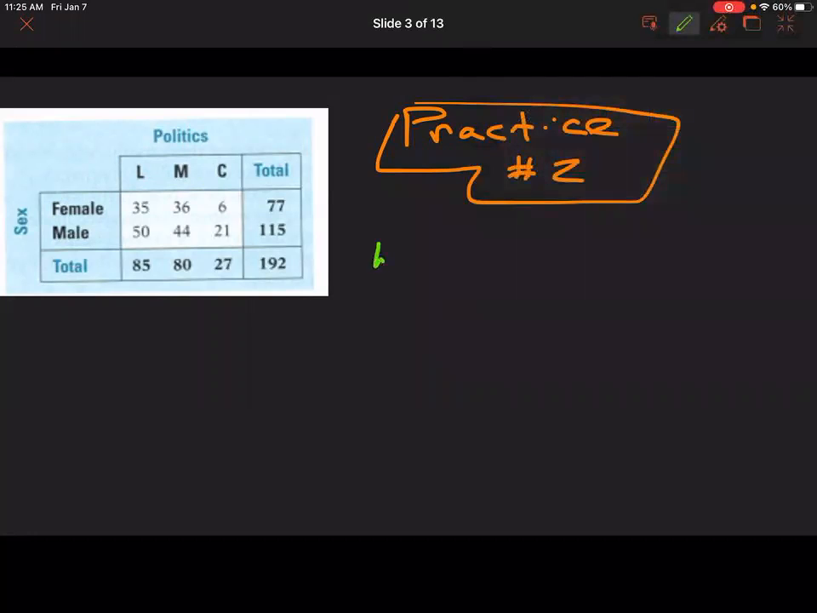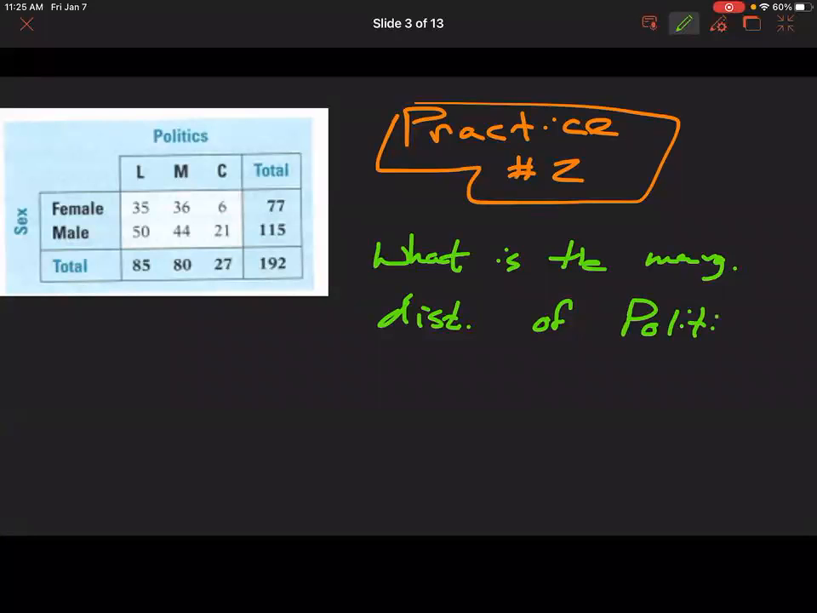So the question we're going to ask here is, what is the marginal distribution of, let's say, politics? Or no, let's say sex. Actually, I think we did sex on the classwork, so let's do politics. So what is the marginal distribution of politics? Let's go ahead and pause the video and give this a try.